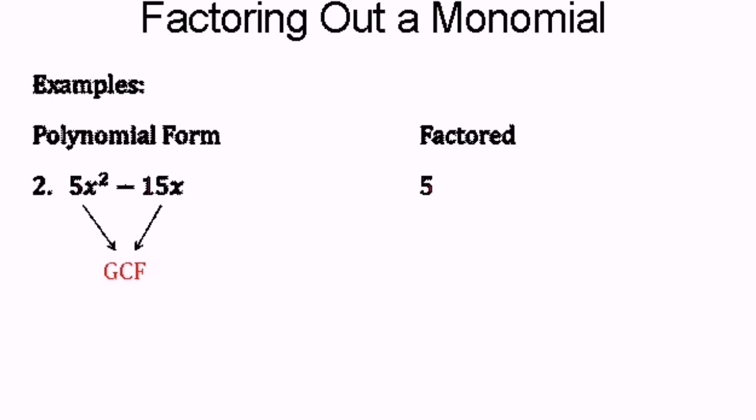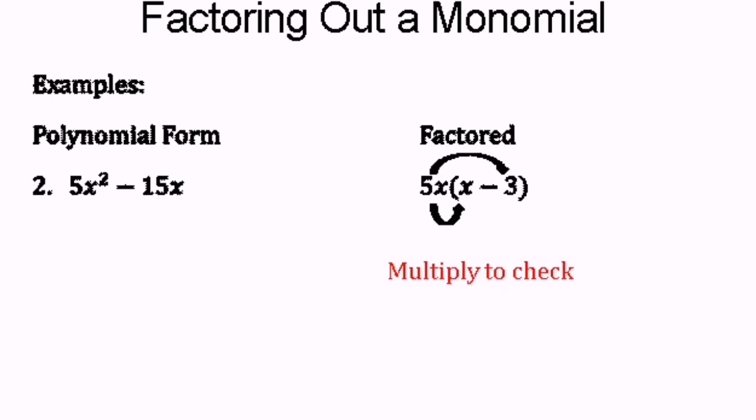When we talk about variables, we need to get the least exponent. Which has the least exponent, x squared or x? Correct, x. So therefore, in our second example, the GCF or the common monomial factor is 5x. And then we need to do the same process as example 1. We need to divide. 5x squared divided by 5x is x. Then negative 15x divided by 5x is negative 3. To check your answer, you need to multiply.